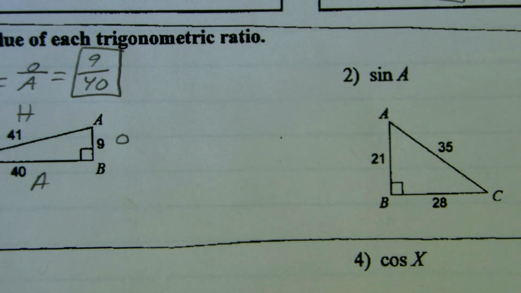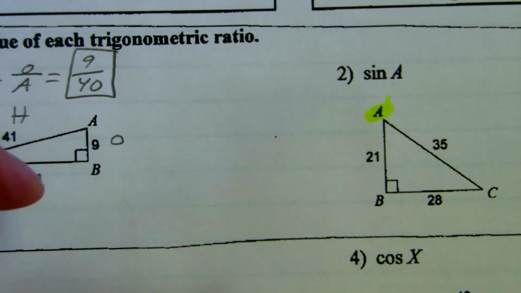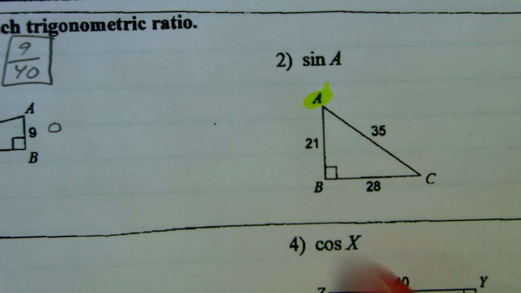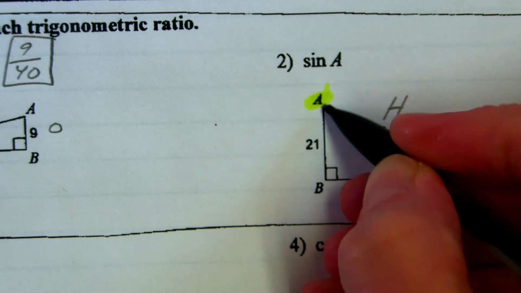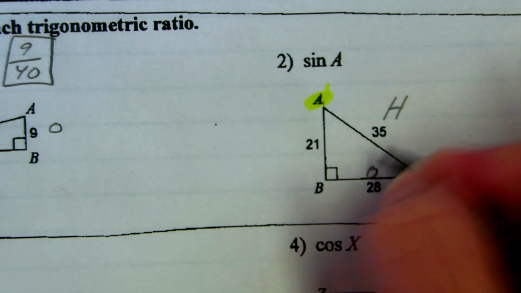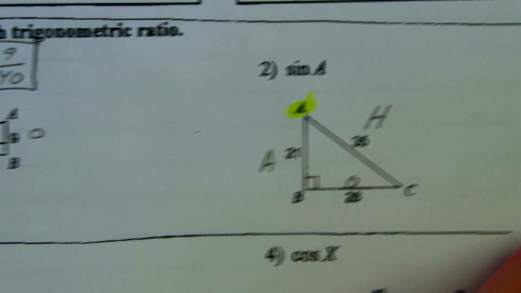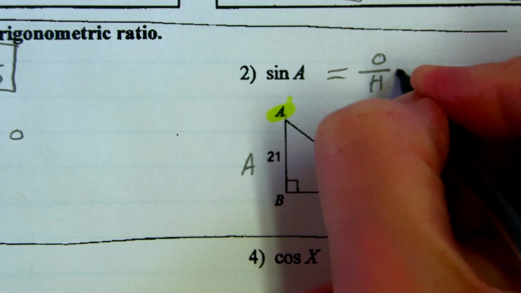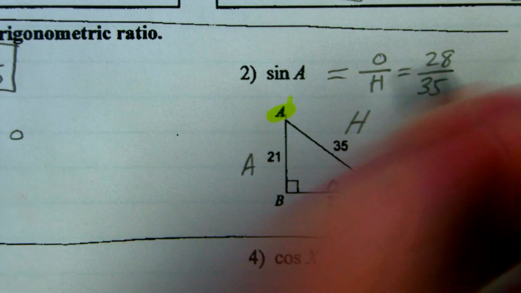Okay, so then if I go over here and we're doing sine of A, here's angle A. I like to label all 3 sides no matter what, just because it's just what I do. So 35 is my hypotenuse. Opposite A over here is the 28, and then adjacent to A is that 21. And so if I'm doing sine is opposite over hypotenuse, so my opposite is 28, and my hypotenuse is 35.